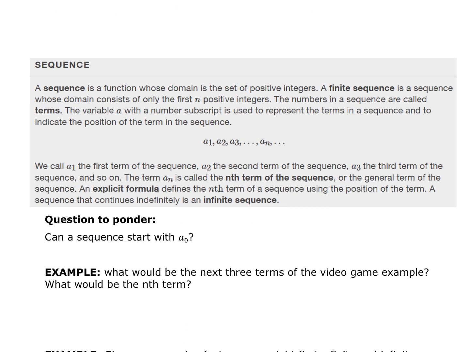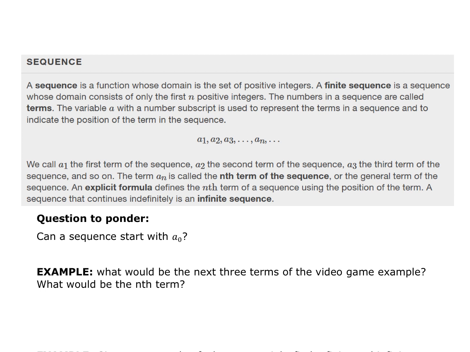Now, here is the formal definition of a sequence. A sequence is a function whose domain is a set of positive integers. A finite sequence is a sequence whose domain consists of only the first n positive integers. So a finite one means that we have a certain set and it doesn't go on forever. The number in a sequence is called the term. The variable a, or sometimes b, with a number subscript represents the term. So it's a replacement for the term.